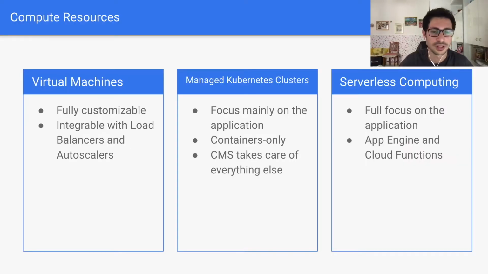And then you have serverless computing. Serverless computing means full focus on the application, once again, what we said before. You are the engineer, you just focus on your, I don't know, Python application. You know just Python, you don't know anything else. Then you take the Python application and say, okay, it has to run here.